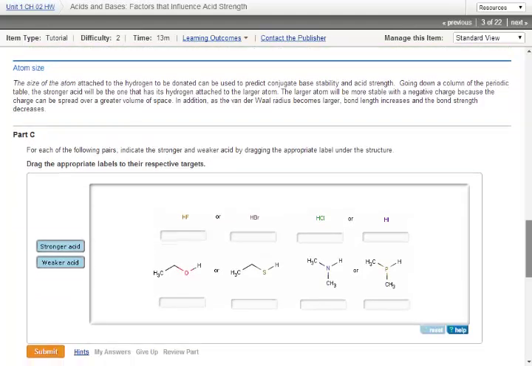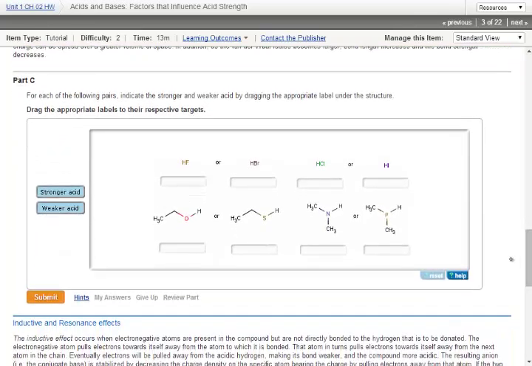Now in part C, we're looking at atomic size. The stronger acid will be the one that has the larger atom. So fluorine is a smaller atom than bromine. Remember your periodic trends. Therefore, it will be a weaker acid than hydrogen bromide or hydrobromic acid.